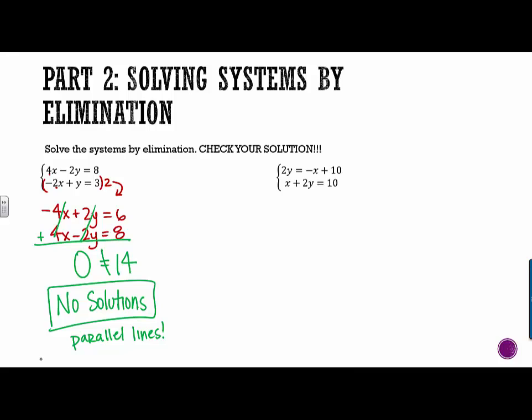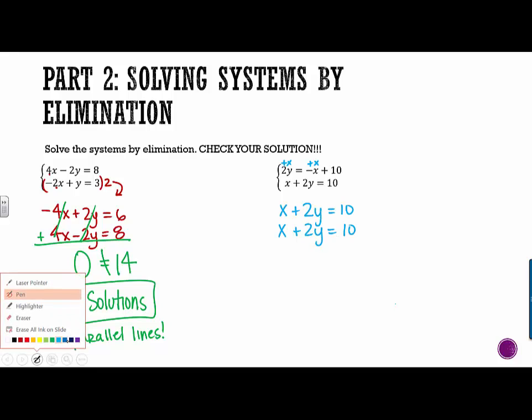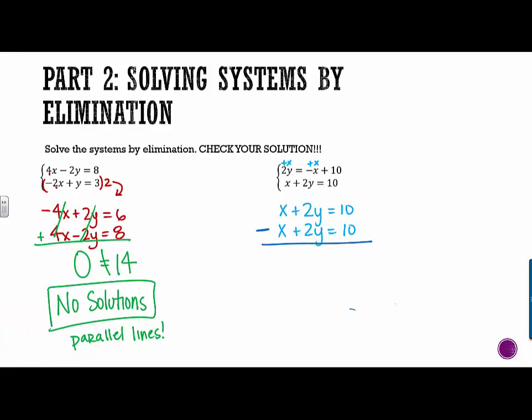Same kind of thing for this one over here. First thing you want to check, are they lined up? And in this case, they're not. So let's add x to both sides. So we get x plus 2y equals 10, and x plus 2y equals 10. And if we get these to disappear, remember we can also subtract. So if I do x minus x, I get 0. 2y minus 2y, I get 0. And 10 minus 10, I get 0.